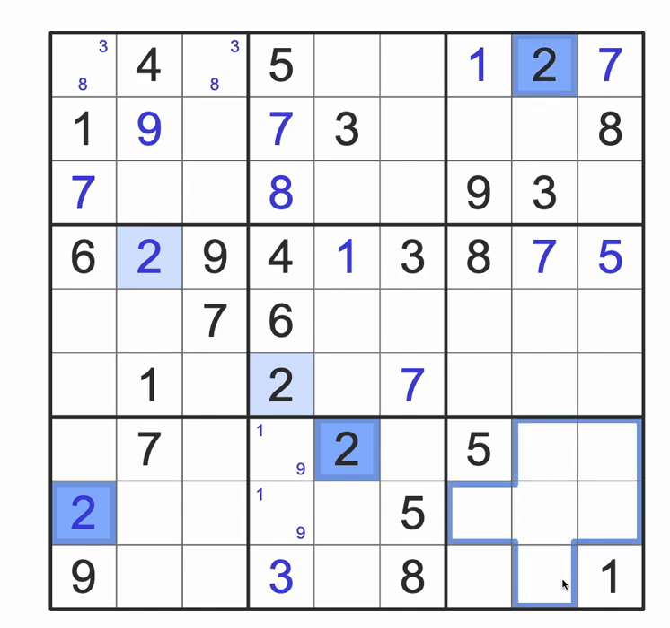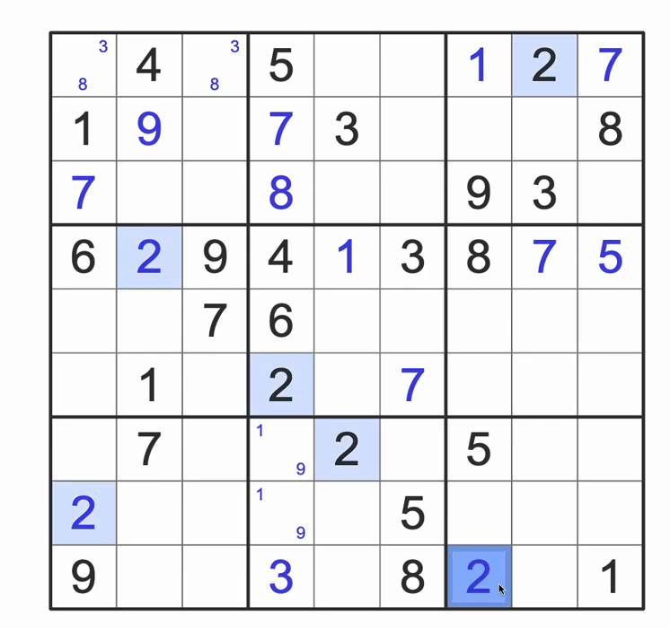And this 2 blocks here. Gives me 2 here. This 2 and this 2 block these. And this 2 blocks here. Gives me 2 here. And 1 here blocks these. 1 here blocks this cell. Gives me 1 here. This 5 blocks here. This 5 blocks here. Gives me 5 here.